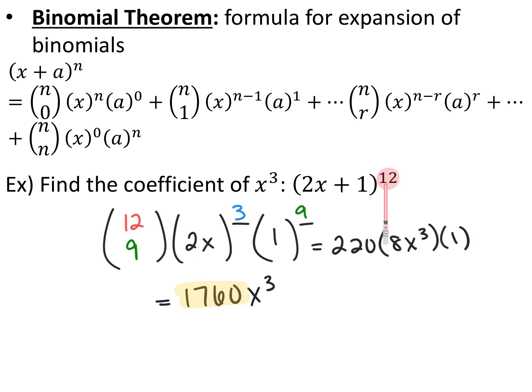So my n value is 12, and then I want the 2x raised to the third power because I want x cubed, which means that the 1 has to be raised to the 9th power so that these add up to 12, and then if this is 9, then my r value is 9. So 12 choose 9 is 220, 2x quantity cubed is 8x cubed, 1 to any power is 1, so you end up with 1,760x cubed.